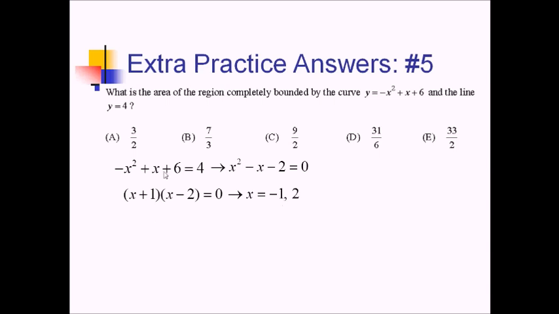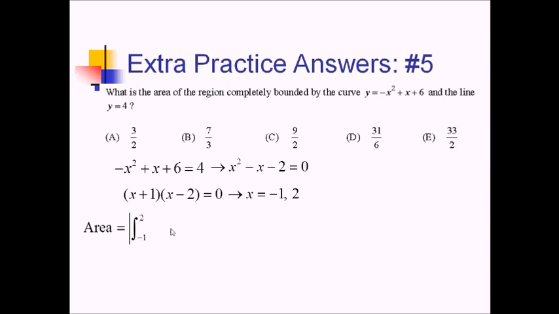Now, I don't really know which of these functions is higher up on the interval from negative 1 to 2. I suspect it's going to be my line because this is an upside-down parabola. Actually, the upside-down parabola should be higher up. Either way, I'm going to use absolute value so I don't have to worry about that. So I'm going to have the absolute value of the integral from negative 1 to 2 of the following.